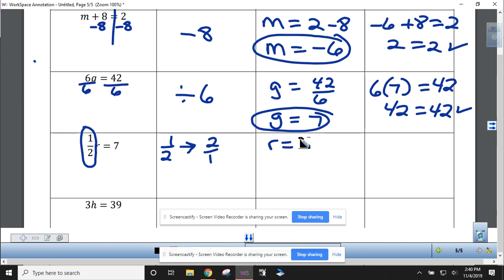So now to solve that, we're still going to multiply, but we're multiplying by its reciprocal. And 2 over the 1 is the same as 2. So 7 times 2, which is 14. So what this means is half of 14 equals 7. And that is a true statement.